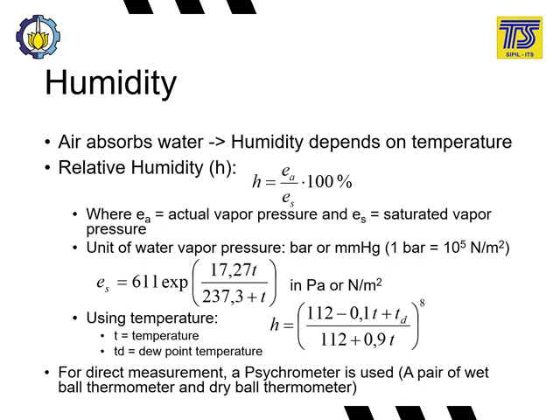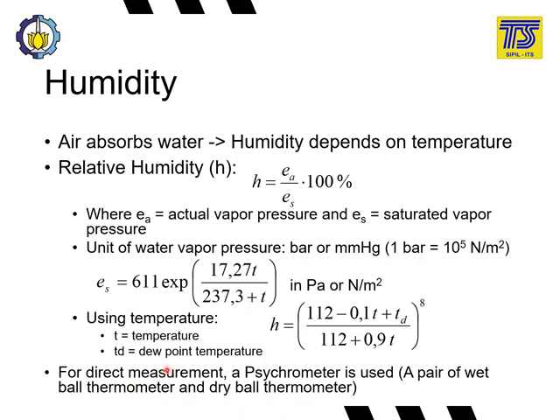You can calculate the saturated vapor pressure with this equation here. And there's also another equation for calculating the relative humidity, depending on the data that you have. If you have the data of the actual vapor pressure, you can calculate it with this equation, using the temperature for calculating the saturated vapor pressure. And if you have the dew point temperature, you can calculate it with this equation.